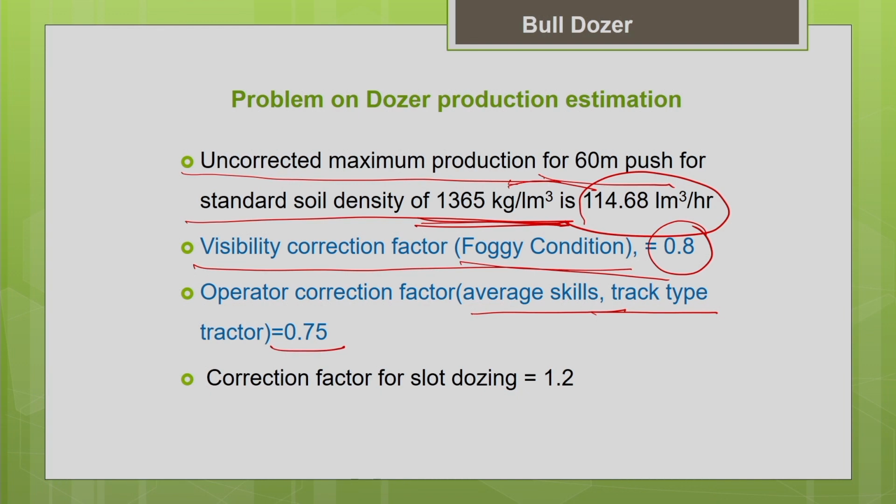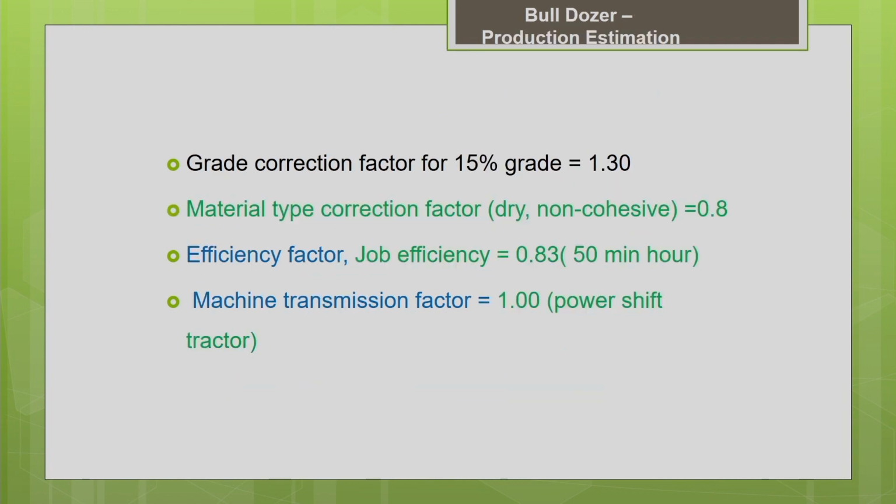Okay. Then slot dozing, in this problem you have adopted slot dozing. So, from dozing method perspective, this is even better than the ideal curve value. Okay. So, here you can see correction factor is 1.2, because this is going to enhance your productivity. Greater than 1. Grade correction, you are moving down the slope. Okay, minus 15%. So, your correction factor increases. It is going to enhance the productivity. Okay. So, from grade perspective it is better than the value taken from the ideal curve.